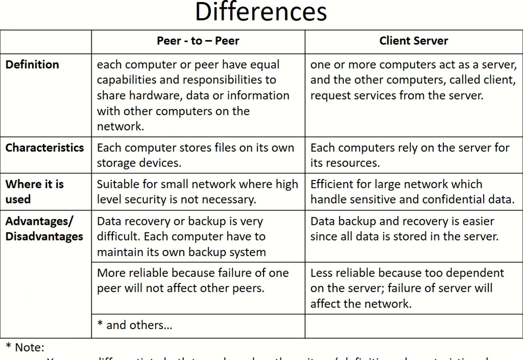Okay, advantages and disadvantages. For peer-to-peer, data recovery or backup is very difficult because each computer has to maintain its own backup system. But it is more reliable because failure of one peer will not affect the other peers, compared to client-server. For client-server, data backup and recovery is easier since all data is stored in the server. But it is less reliable because it is too dependent on the server, so if the server fails, it will affect the entire network. And the others are as we discussed just now for peer-to-peer and client-server.